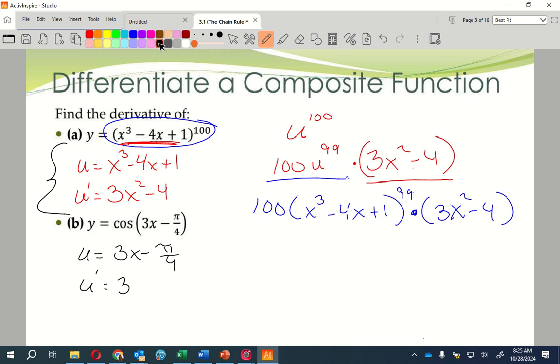Cosine of? Ooh, close. Okay, what's the outside? Very good, so the outside is cosine, right? And the inside was? 3x minus pi over 4. Okay, so what am I going to replace 3x minus pi over 4 with? U. Yeah, cosine of u. There we go. Okay, so identifying that is actually super important. So we're going to say that it's cosine of u. That should be an easy one. Cosine of u is?